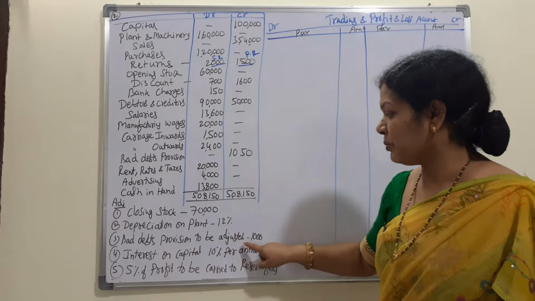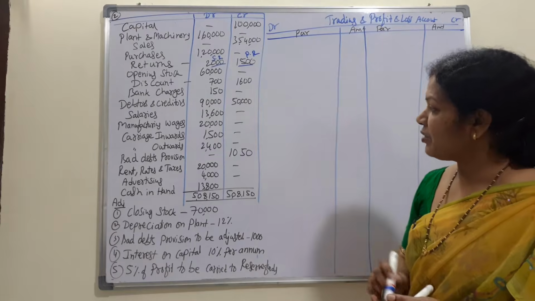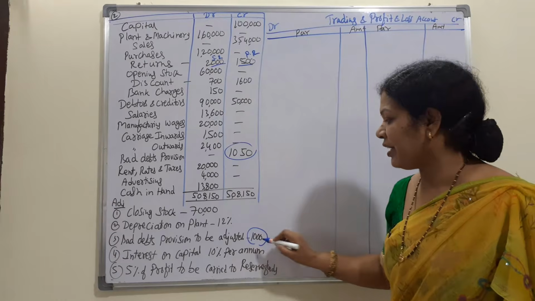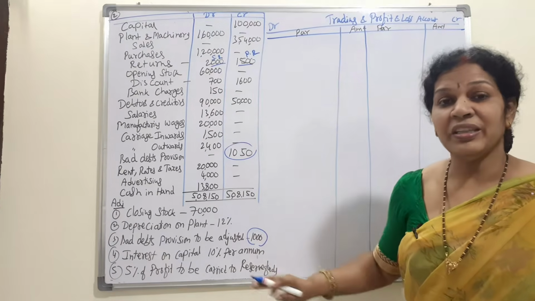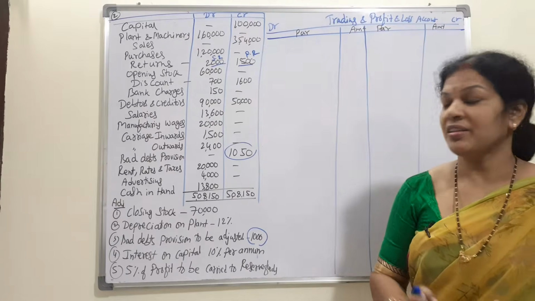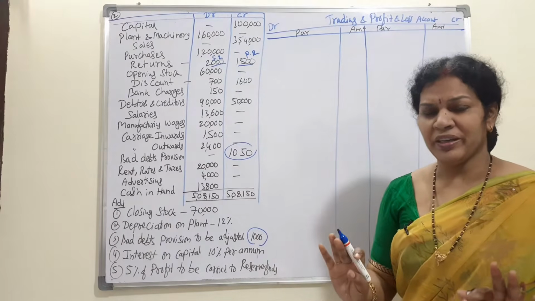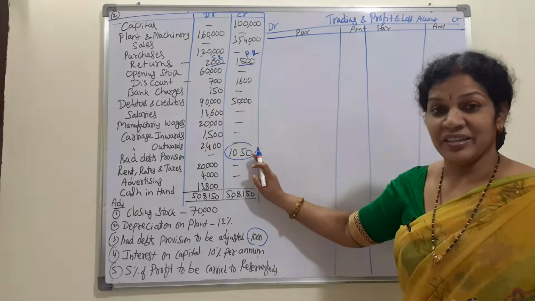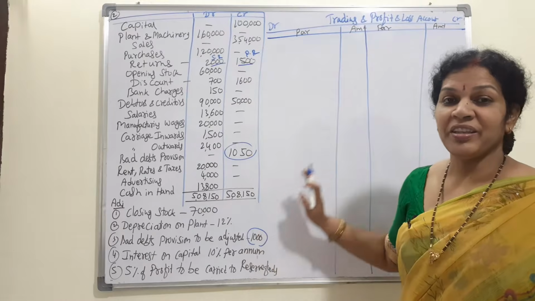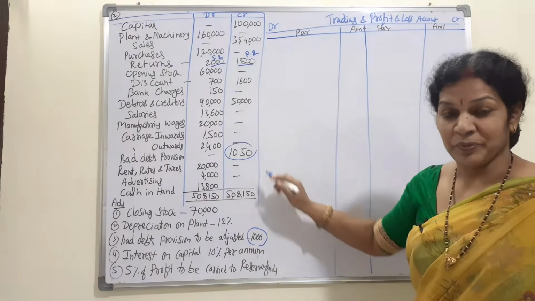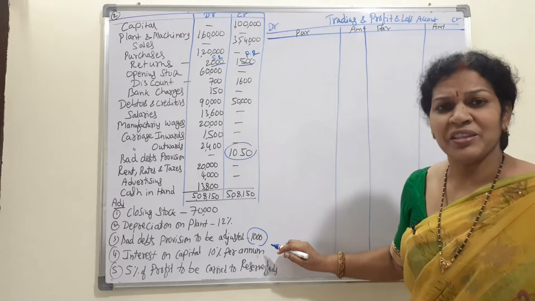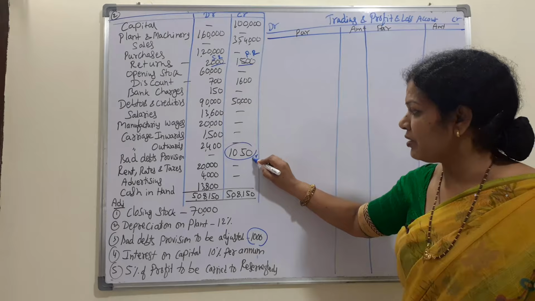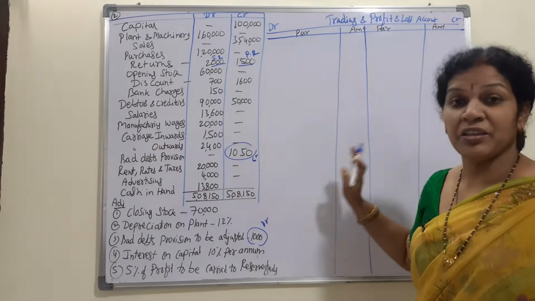Next, bad debts provision to be adjusted to 1000 rupees. Here the bad debts provision of 1050 is already given. Now they are saying adjust it to 1000. Whatever is given in the adjustment, that is the loss. 1050 we have provided, out of that the loss is 1000. Loss means debit side. So the credit side amount is more and the debit side amount is less, and we take the difference on the credit side.